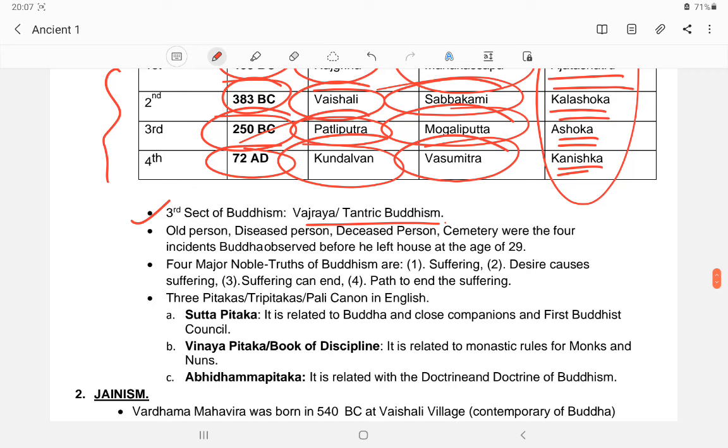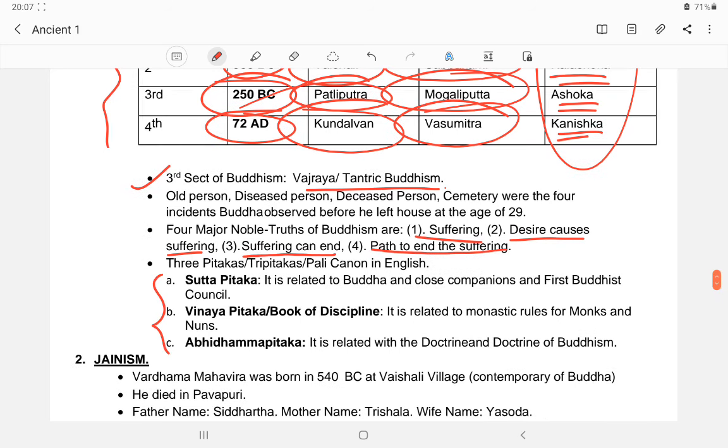Also, the four noble truths. Buddha's answer to the question: there is suffering, desire causes suffering, suffering can end, and there is a path to end the suffering. Also, let's look at the three Pitakas.